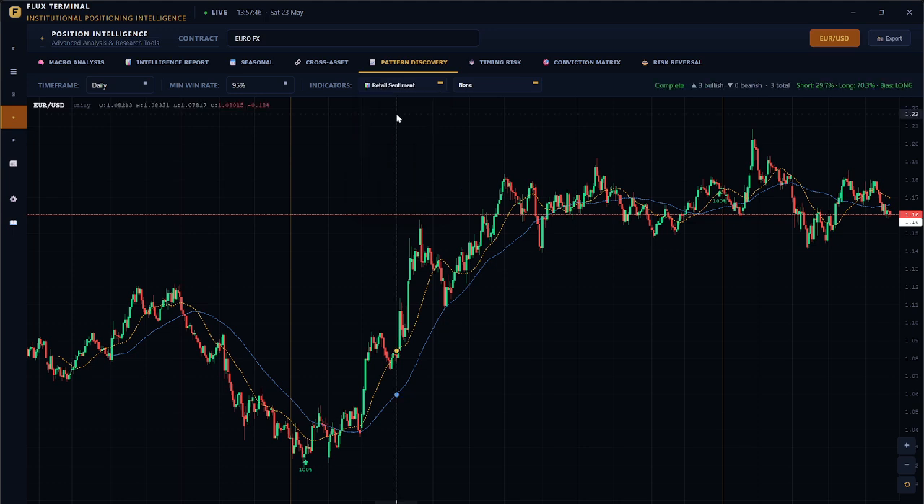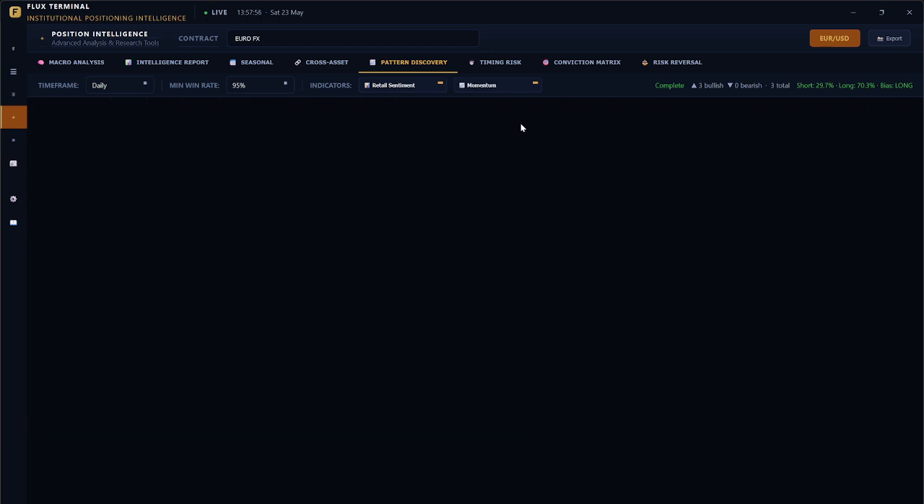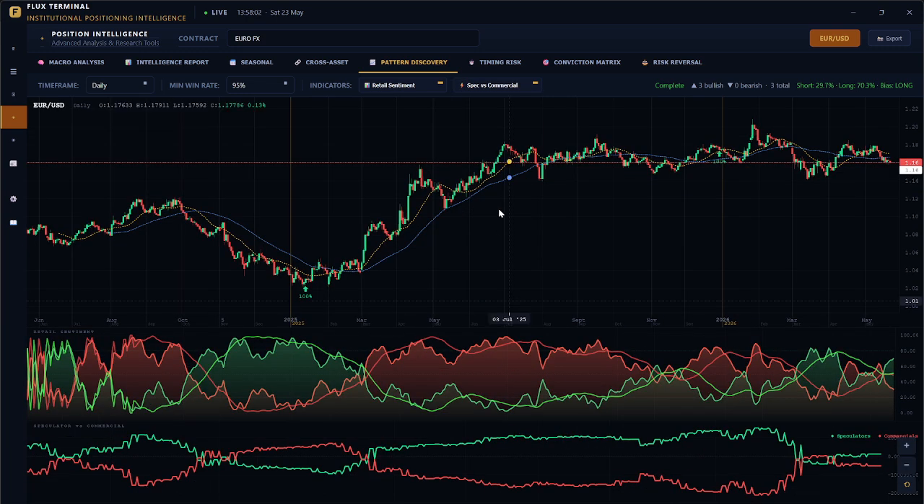Because they're not always leading the price. Once you select any indicator, the indicator is attached to the chart, and you have the ability to select two indicators. I can select the second one, which is the momentum, or I can switch between them to speculators versus commercials, so I can see their positions.